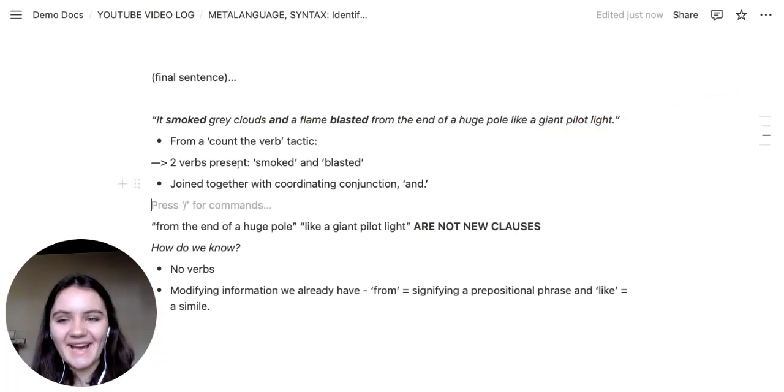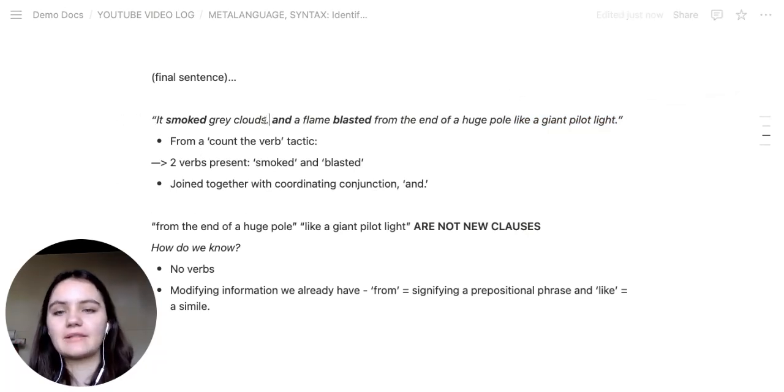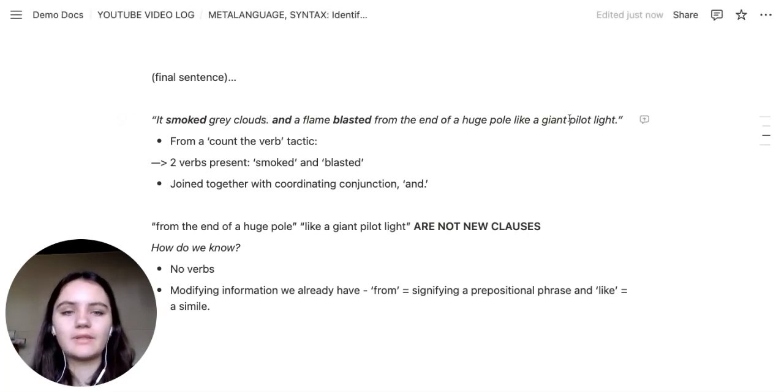So what do we have? We have "it smoked grey clouds." Hypothetically, you could just stop it here. It tells us it's independent. And then we have "a flame blasted from the end of a huge pole," etc. That's going to sound like an independent clause too.